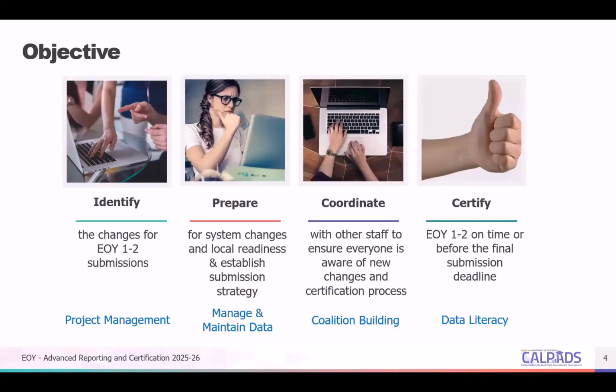On this slide are the objectives for this session. By the end of this course, participants will be able to identify the changes for EOY 1 through 2 submissions and learn about the changes and establish a submission strategy that works best for your LEA and coordinate with other staff to ensure everyone is aware of the new changes. And lastly, certify EOY 1 and 2 on time or before the final submission deadlines for each submission.